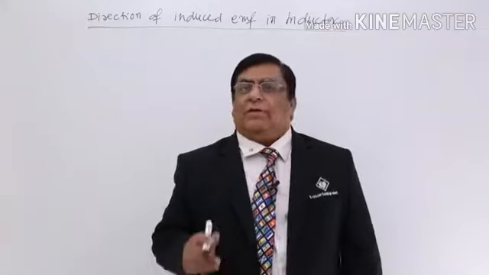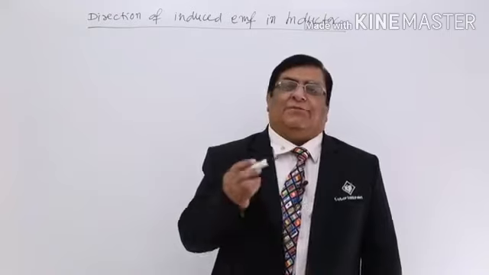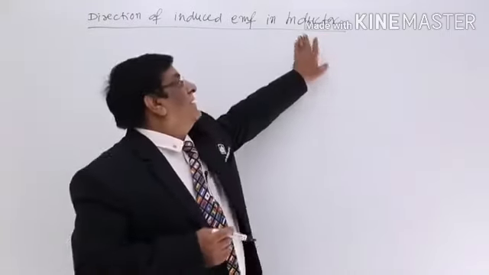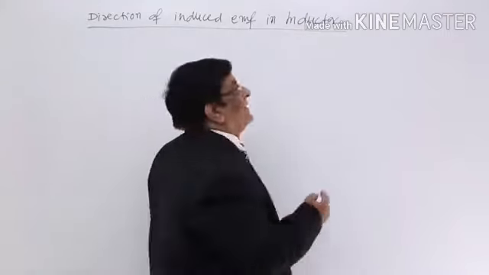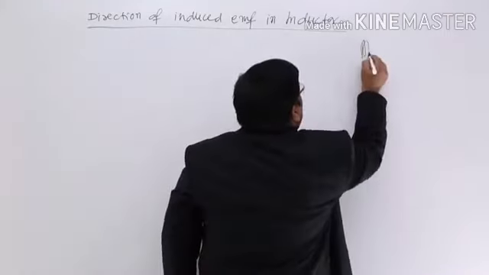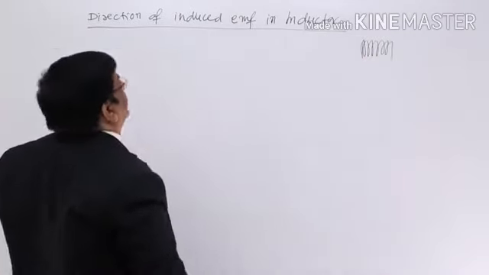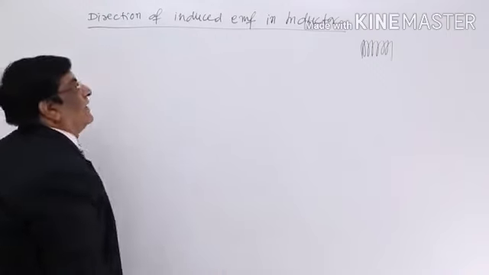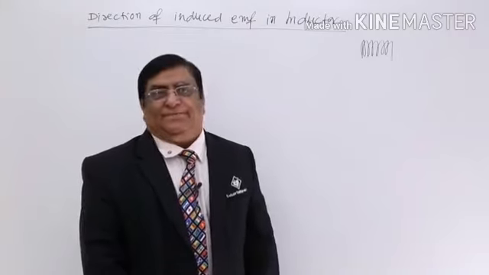A coil capable of producing self-inductance will henceforth be called an inductor. This is the short name for that, inductor. This is a coil which can produce self-inductance. Normally it is in the shape of a solenoid. Okay. The direction of induced EMF we have to study, and this direction depends upon the change in the current.